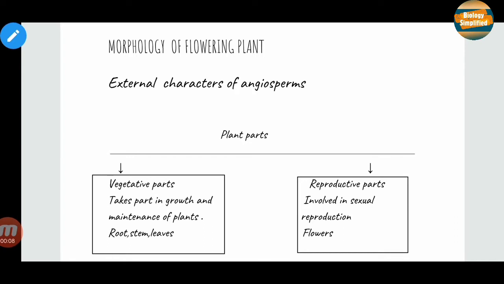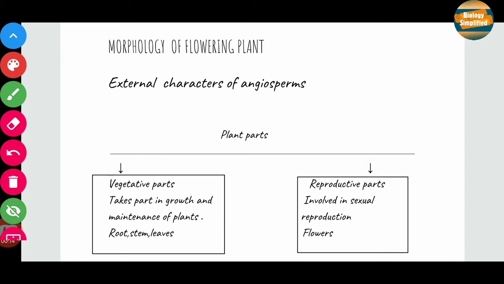Today we are going to talk about the morphology of flowering plants. So basically we are going to see the external structure, or the morphology, of flowering plants. By flowering plants I mean angiosperms. So we are going to see the external form and the external structure of angiosperms.